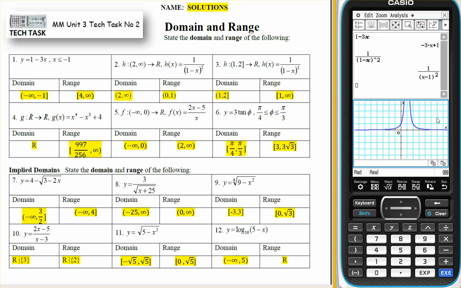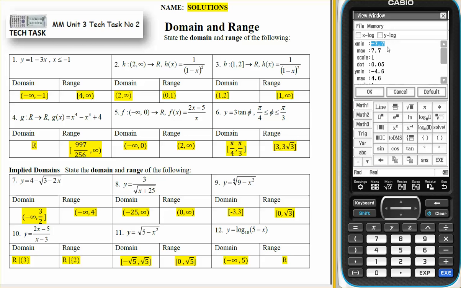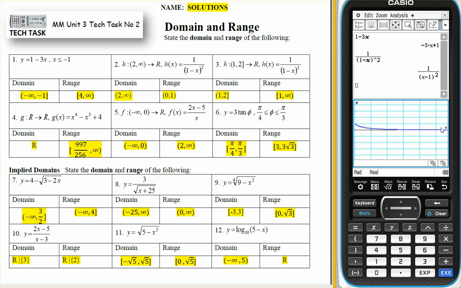Obviously it's a truncus with an asymptote at 1, but I have a restricted domain. So I'm going to put that restricted domain in by making my minimum y 2, and my maximum y is infinity, so I'll use 7.7. So I only get that part of the truncus. So the lowest value of y used is 0. So there's my 0. 0 is an asymptote, so I can't equal 0.